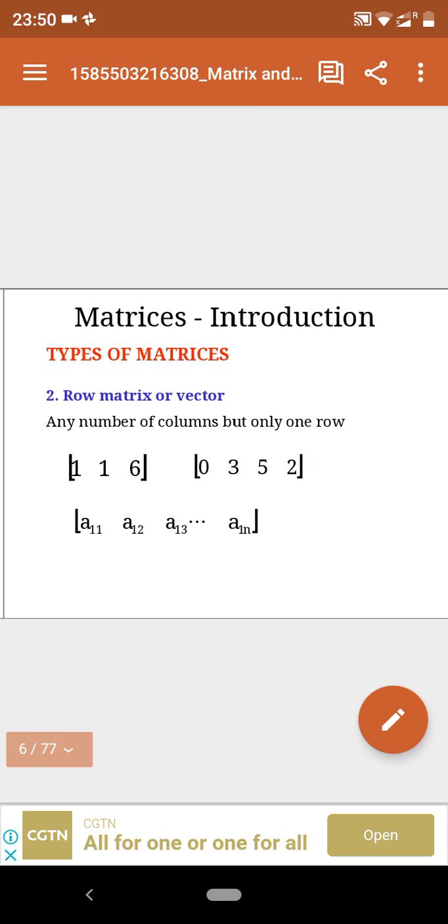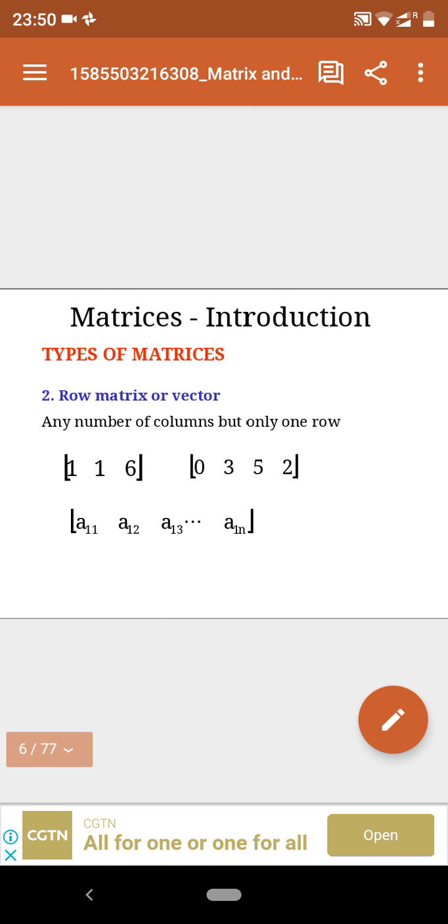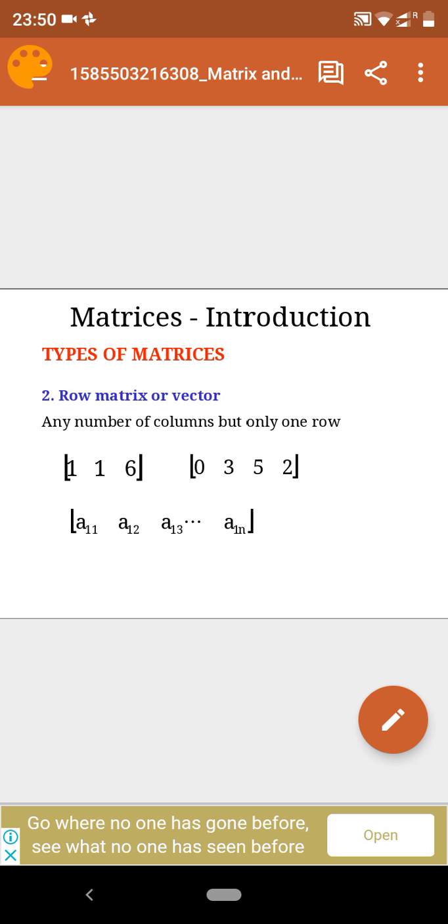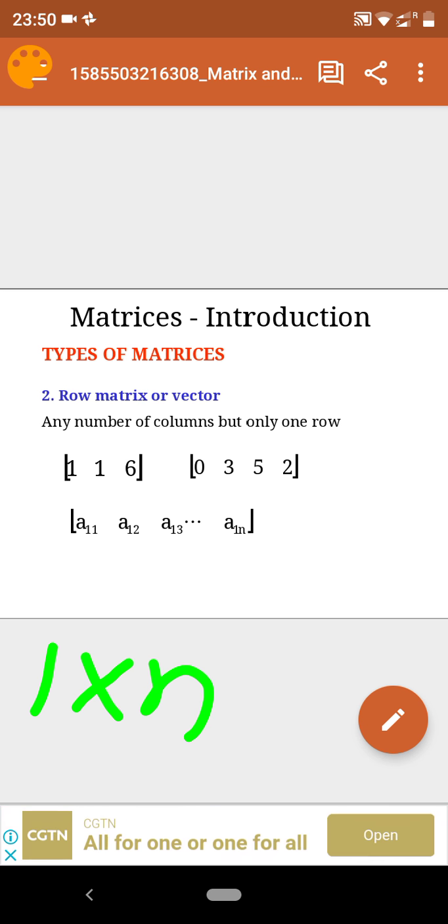Similarly there will be a row matrix. A row matrix is a matrix which has only one row, and it can have any number of columns. A row matrix will be of the order 1 into m.